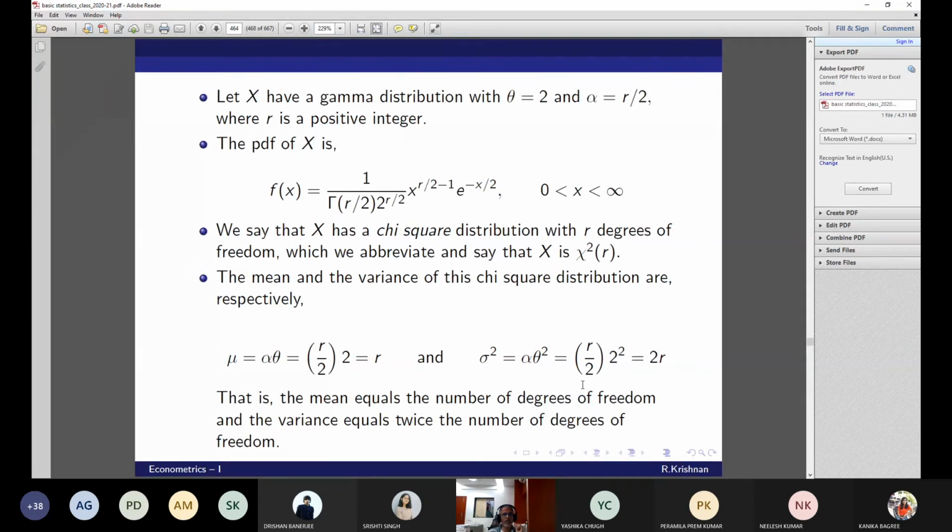Okay, let's go on now. Suppose X has a gamma distribution with theta equal to 2 and alpha equal to r by 2, where r is a positive integer, and this is one of the most important distributions in econometrics. We say that X has a chi-square distribution with r degrees of freedom, which we abbreviate and say that X is chi-square r.